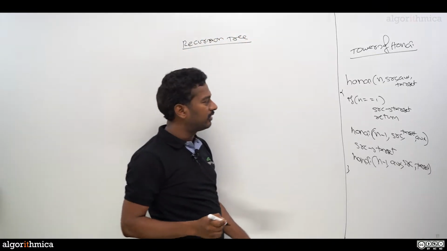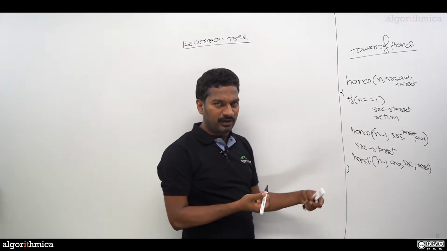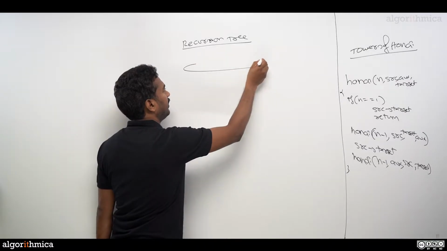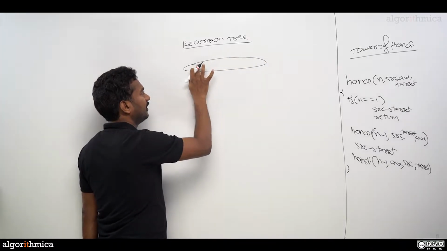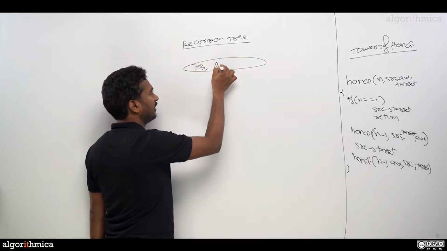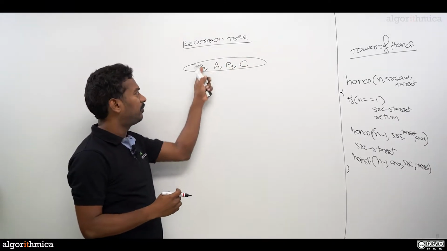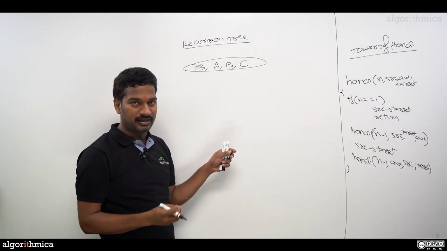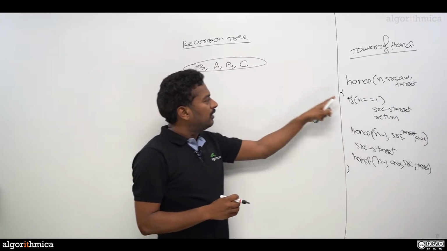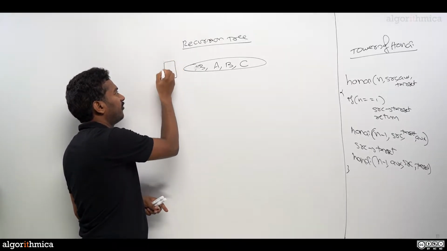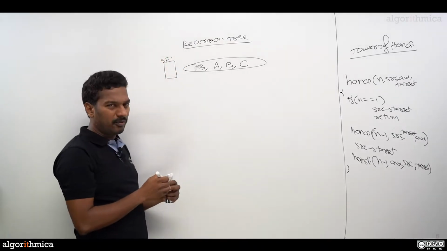How do you draw the recursion tree? Let me take n equal to 3. So n is 3, source is A, auxiliary is B, target is C. That's how we are invoking it. We pass characters as constants here. Even before execution, we first need a stack frame. Stack frame 1 is ready.